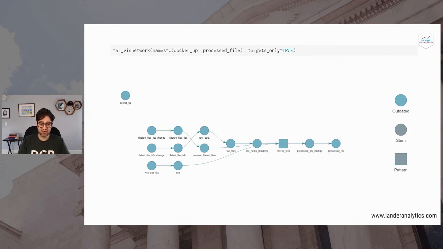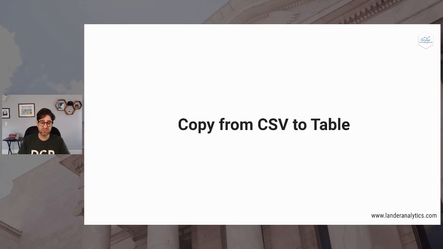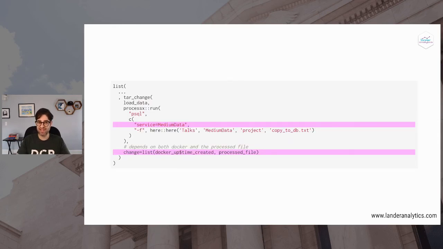With our database running, we can copy from the CSV to the table. So we want to call our process X to call psql. We need to remember to feed it our database information, which is medium data. This way it gets the password. And this step runs if either the Docker up time changed or the process file itself changes. So that's why we use tar_change and specify the change.